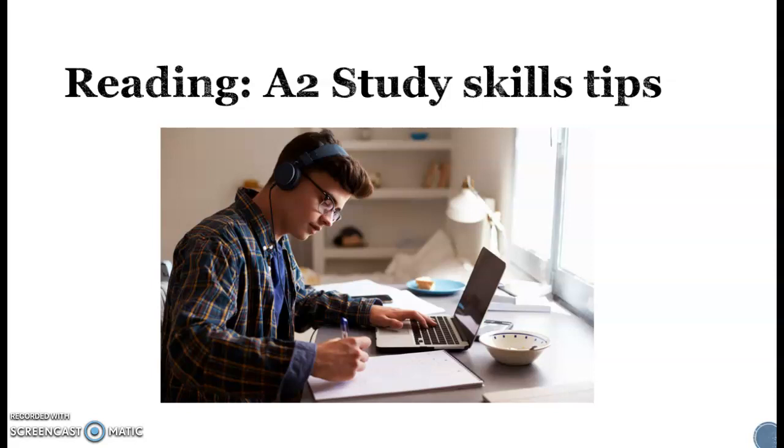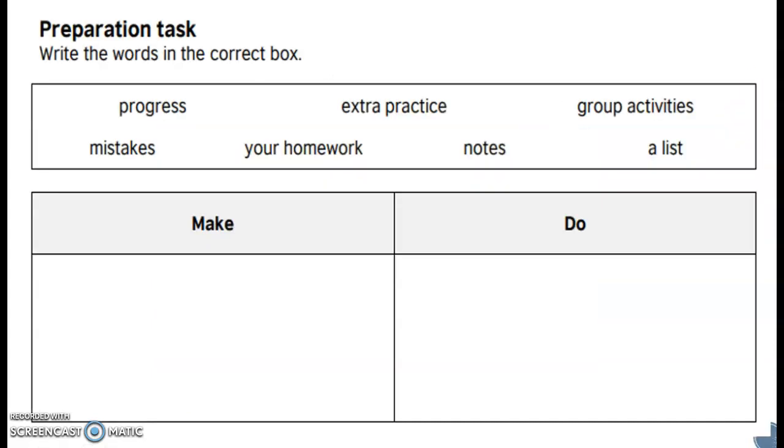Hello everyone and welcome to this reading comprehension activity. We are going to take the activity called Study Skills Tips.